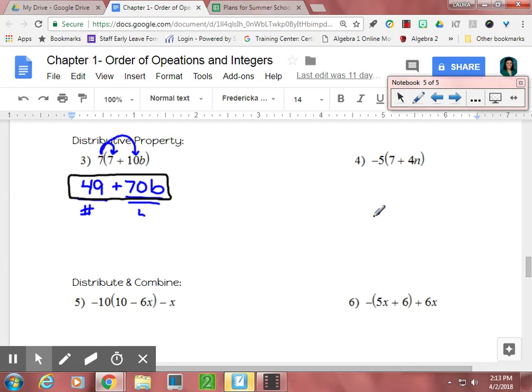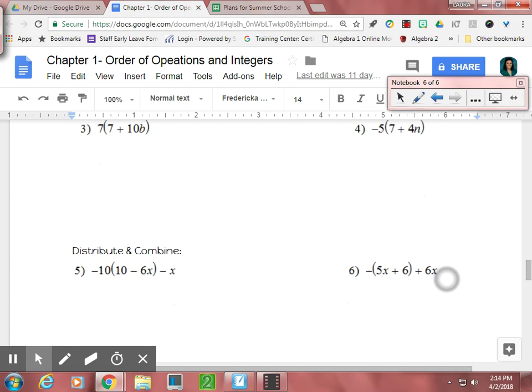Okay, same thing for number 4. First, I'm going to take this, and I'm going to distribute it. Well, negative 5 times 7 is negative 35. And then negative 5 times 4n is negative 20n. Again, look to see if I can combine these. Here's just numbers, here's letters. They're different, so I can't combine them, so this is my final answer.